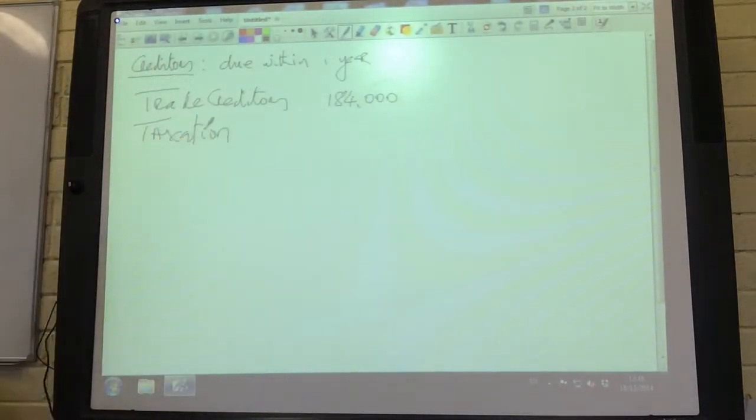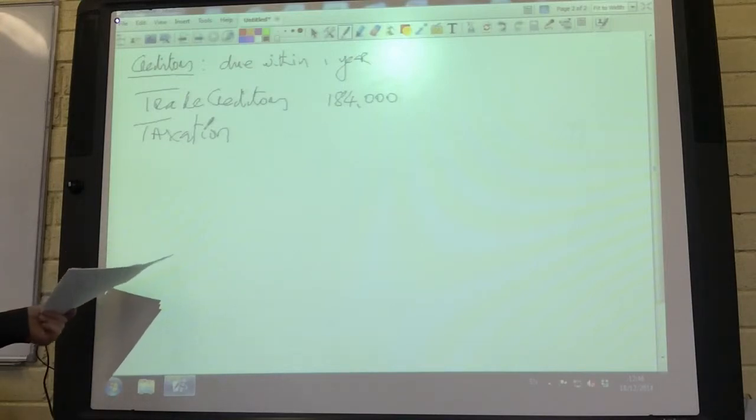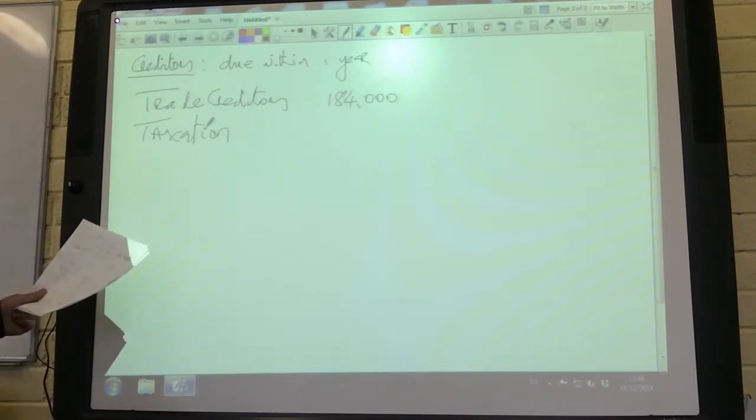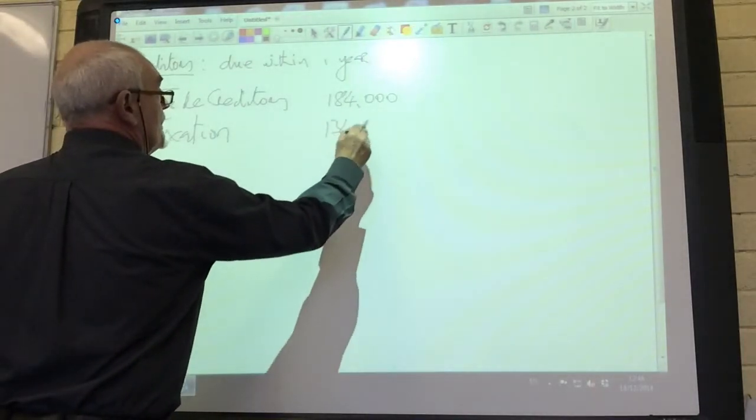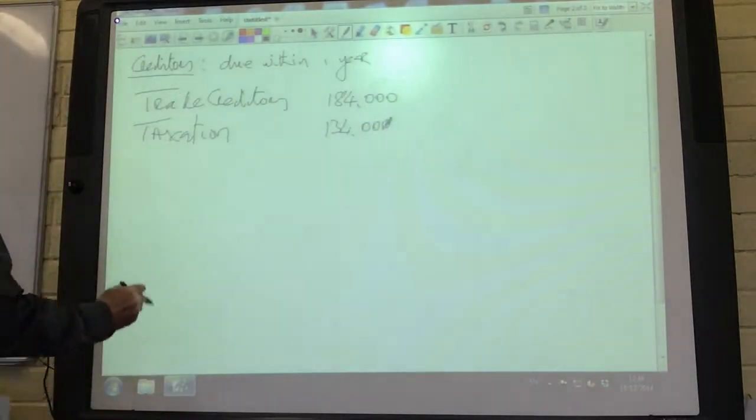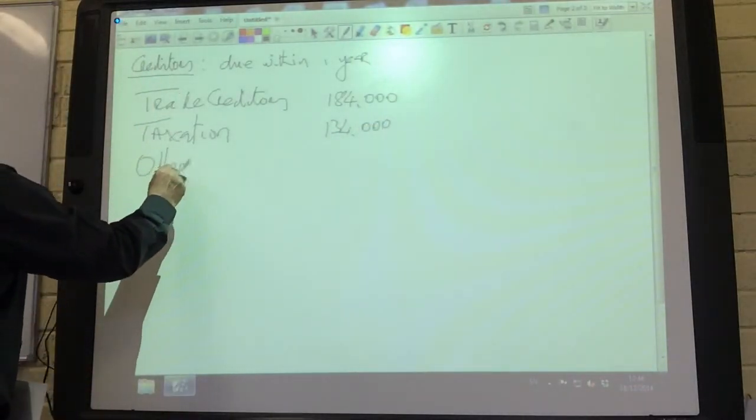We have taxation. Now that's any tax that the firm owes. In this case, it's 60,000 for corporation tax and 74,000 due on VAT. In here you could also have your universal social charge due, or PRSI or PAYE, any taxes owed by the firm. But as I said, in this case, it's just the corporation tax and the VAT, totaling €134,000.